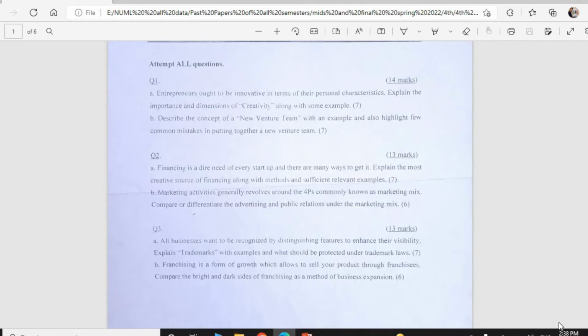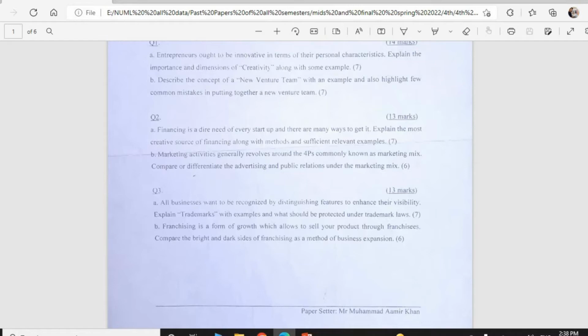And part B is: marketing activities generally revolve around the 4 P's, commonly known as the marketing mix. So compare and differentiate advertising and public relations under the marketing mix. And question number 3: all businesses want to be recognized by distinguishing features to enhance their visibility. Explain trademarks with examples and what should be protected under trademarks law.